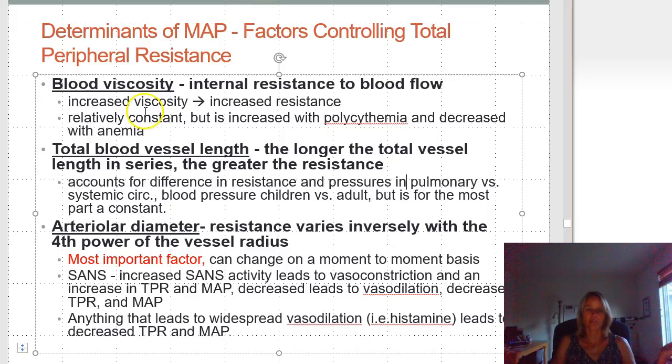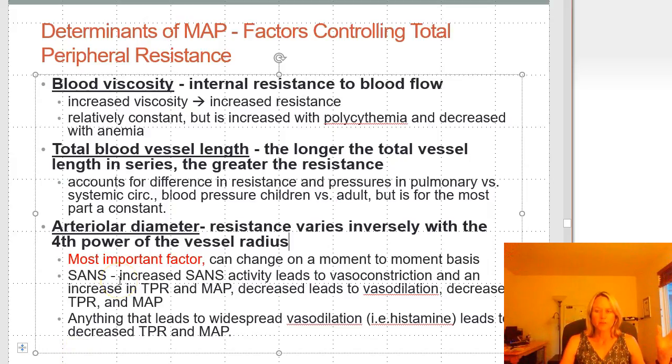However, total blood vessel length is really a constant for the most part. So at least on a moment-to-moment basis, that's not going to change. So the most important factor on a moment-to-moment basis is the arterial diameter, because the resistance varies inversely to the 4th power of the vessel radius. Small changes in blood vessel radius are going to dramatically increase the peripheral resistance, and thus will increase the blood pressure.